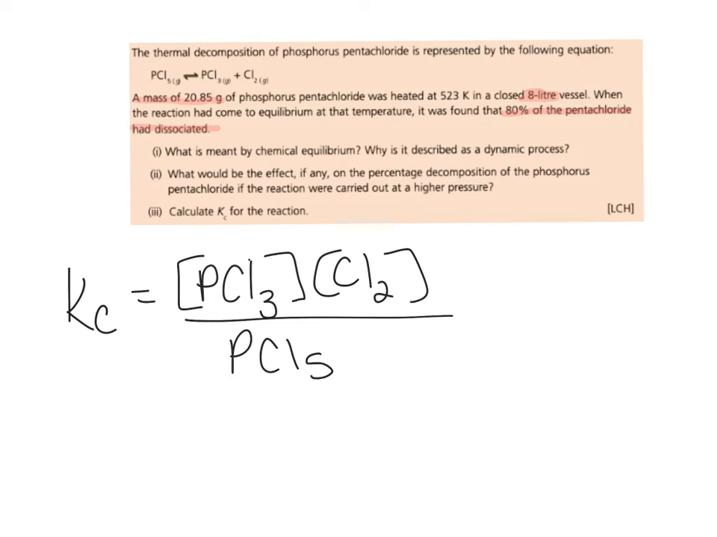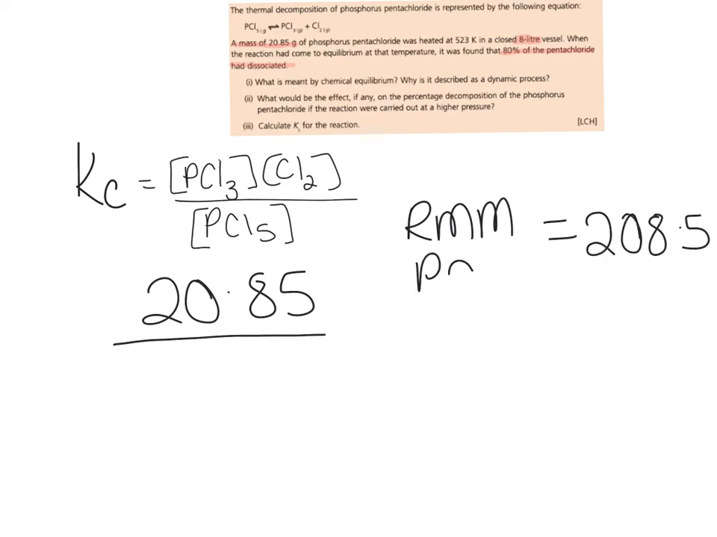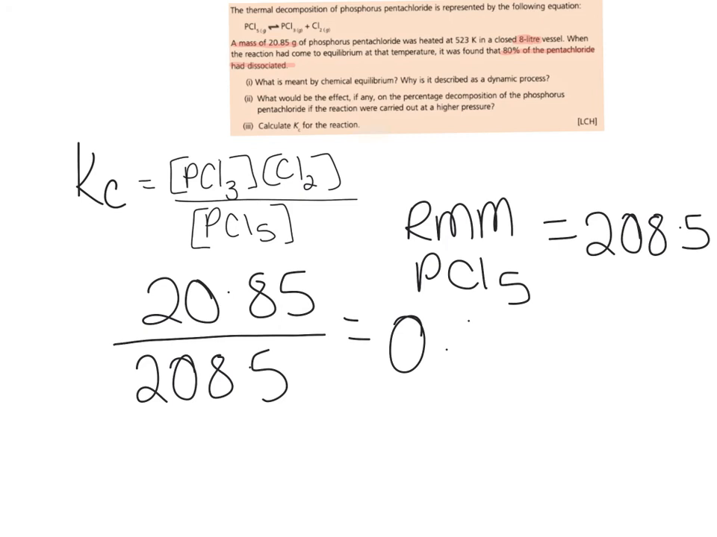Hopefully you will have all noticed as well, guys, that they gave me my first figure in grams. And we know grams is no good to us, so we're going to have to convert that to moles. We know that there is 20.85 grams of our phosphorus pentachloride, and the relative molecular mass of my phosphorus pentachloride works out to be 208.5. That's the PCl5. So we take our 20.85 grams, we divide it by the 208.5, and I'm left with the figure of 0.1.